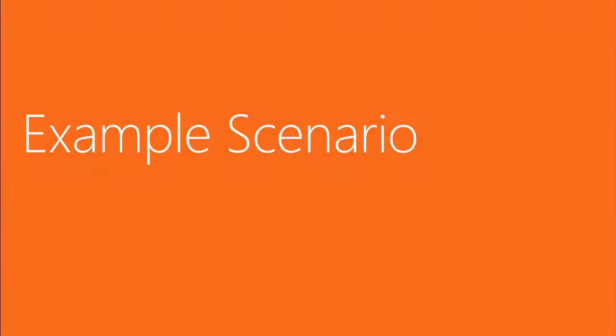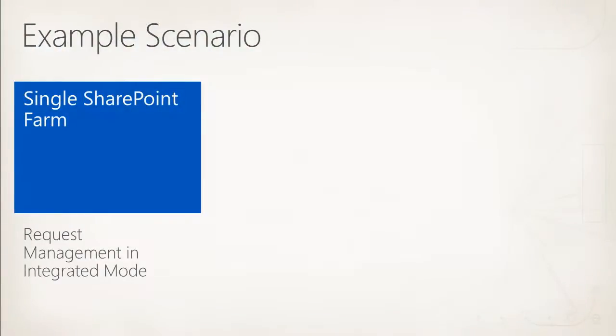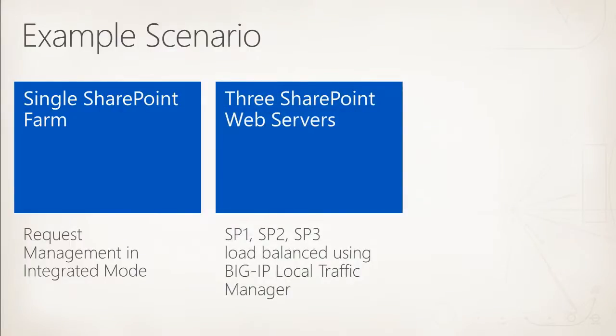So I have an example scenario which will walk through the key configuration aspects. It's a fairly simple thing. We have a single SharePoint farm. Therefore, I'm obviously running request management in integrated mode. In that farm, I have 3 web servers. I didn't have any good ideas for naming, so they're called SP1, SP2, SP3. And these are being load balanced using the Big IP Local Traffic Manager product.